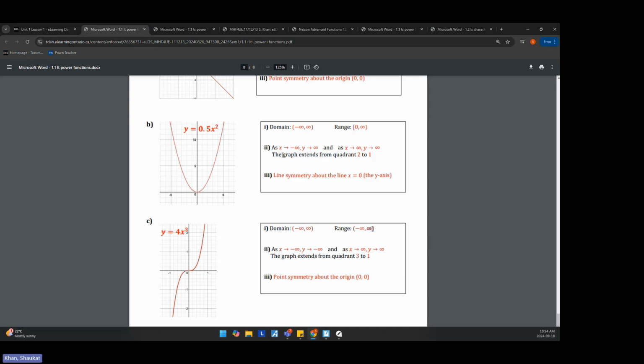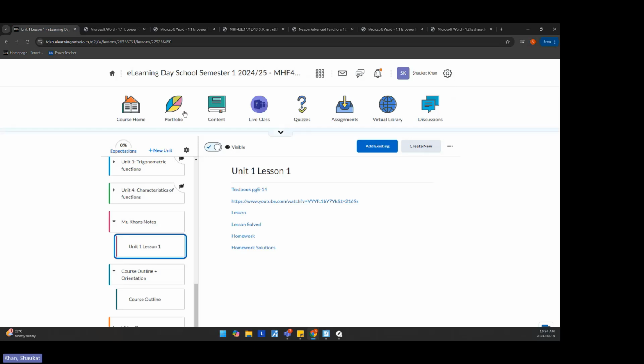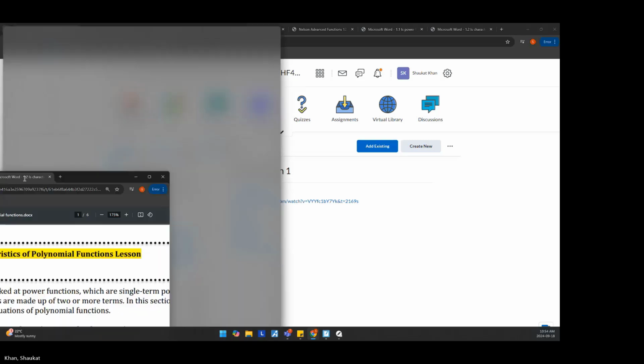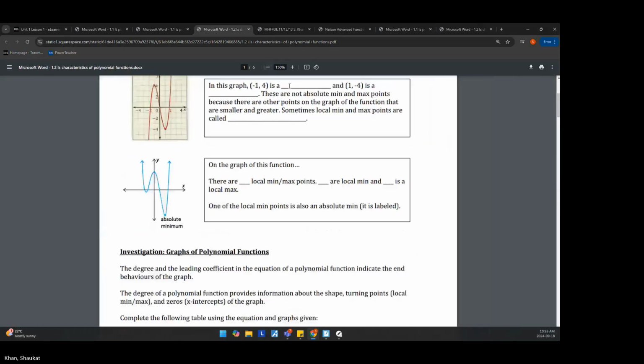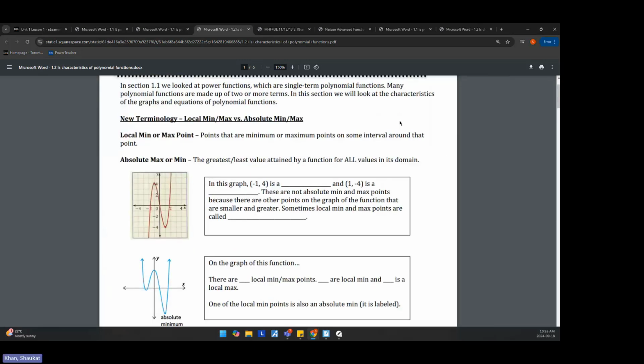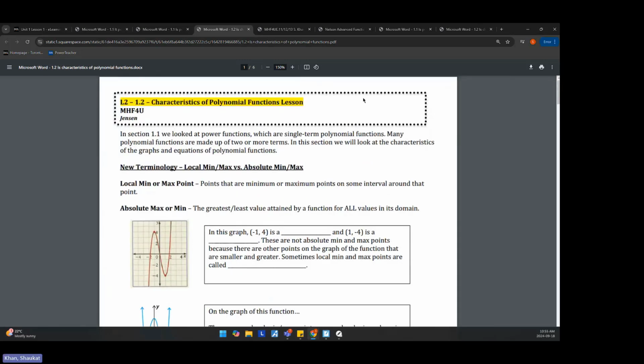Okay, so that's it for this lesson. I wanted to go over the second lesson now, which I have yet to post, which I'll be posting basically right now once we get off the call. One moment as I find it. Where it is. Okay, this is it. So lesson 2, characteristics of polynomial functions.